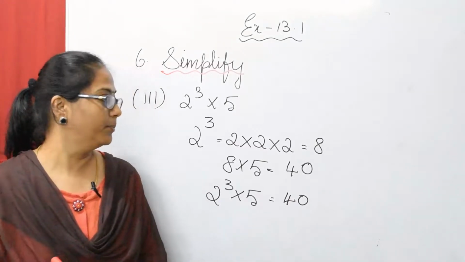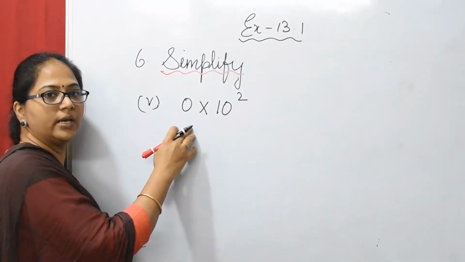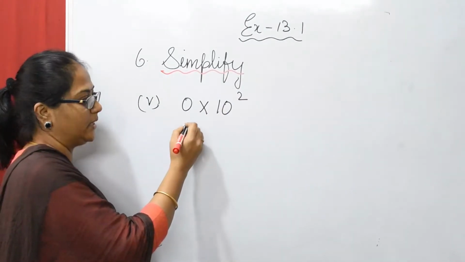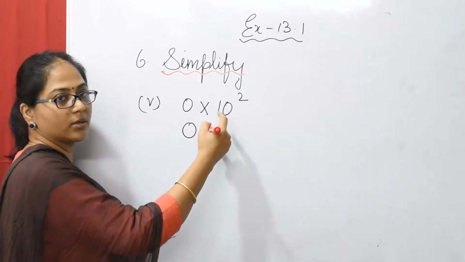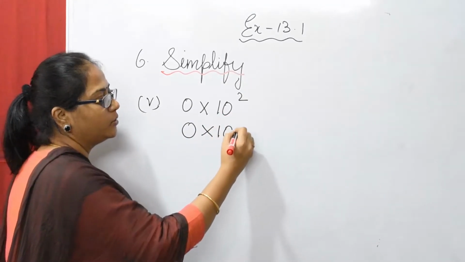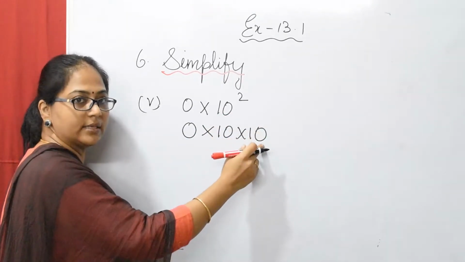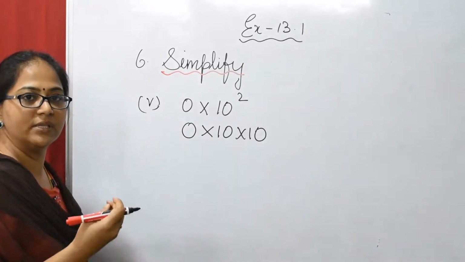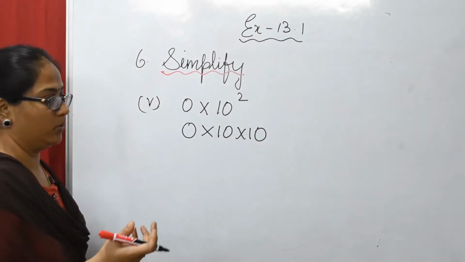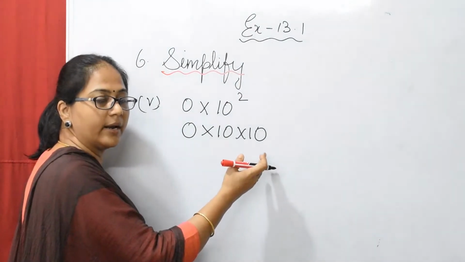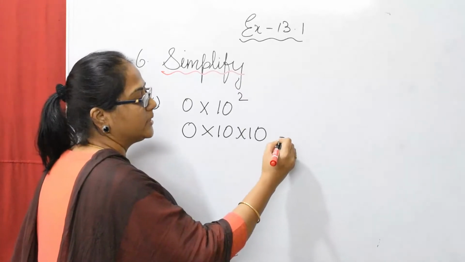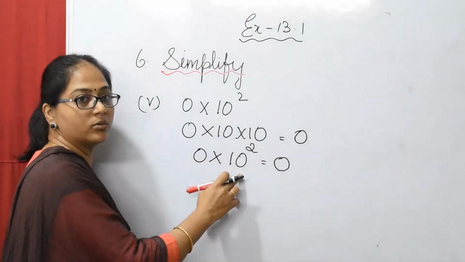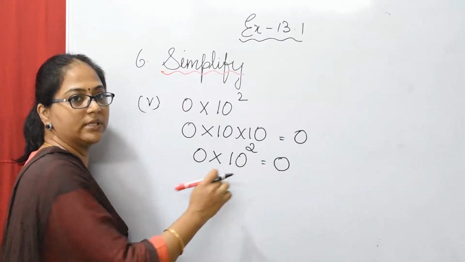Now next sum, question number 5. 0 into 10 square means the value of 0 is 0 only, into 10 square, which means 10 into 10. 10 tens are 100. 100 into 0. Any number multiplied with 0, you will get 0. So 0 into 10 square is equal to 0.